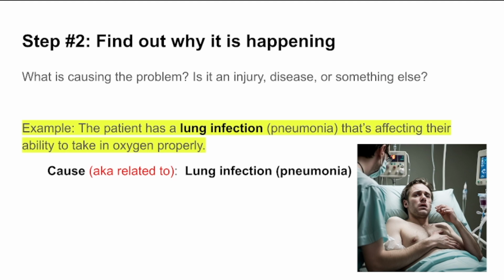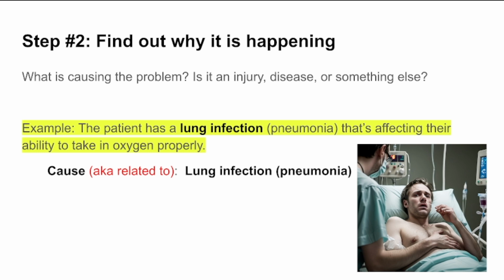Step two, we're going to find out why this problem is happening. What is causing David to not have enough oxygen? Is it an injury, a disease, or something else? So here, I gave an example. The patient has a lung infection, pneumonia, that's affecting their ability to take in oxygen properly. So the cause is related to a lung infection.